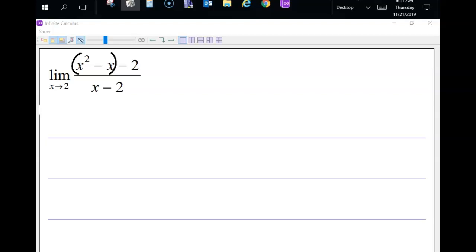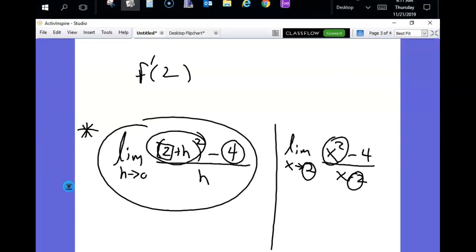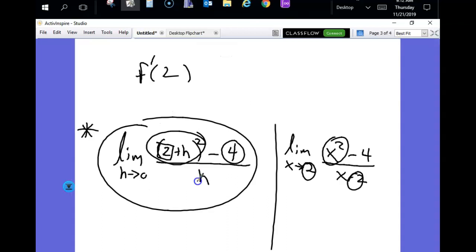So when you're doing the alternative form, you got to look at it a little bit differently. Because remember, with the alternative form, you have, instead of just an h on the bottom, you have x minus a number. Then you have your function. You have what the function would be at that value that you're using. So it's a little bit different than the one with the h on it. So let's go ahead and take a look at it.